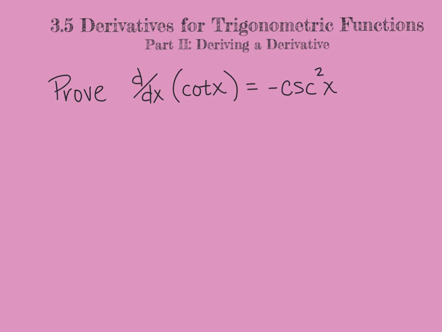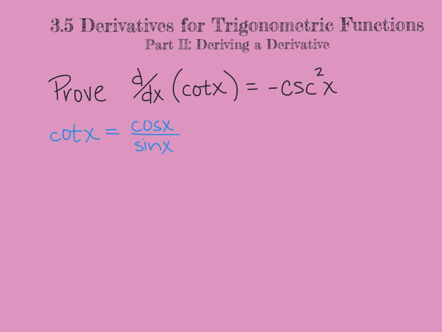All right, so the first thing that we're going to do is just rewrite cotangent. So I'm just going to rewrite cotangent of x using those building blocks. The cotangent is the reciprocal of tangent, so it's flipping tangent. So tangent is sine over cosine, so therefore cotangent is the cosine of x divided by the sine of x.